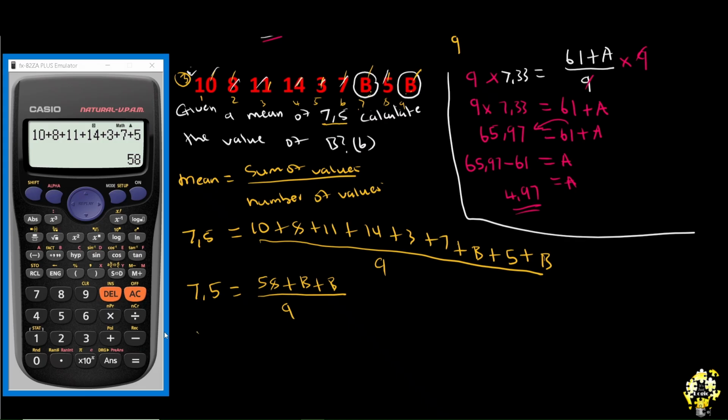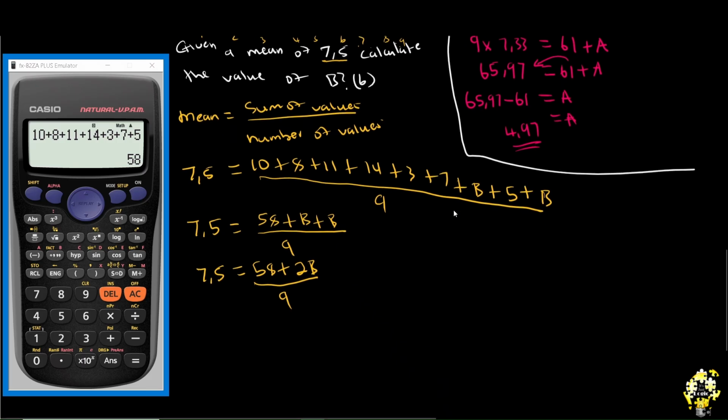We can rewrite this in this order. We can say that 7.5 is equals to 58 plus 2b. Why am I saying 2b? Because we have 2 b's divided by a 9. Let's get some real estate. Okay, that's better. Now, let's continue. I said that we have a problem here.